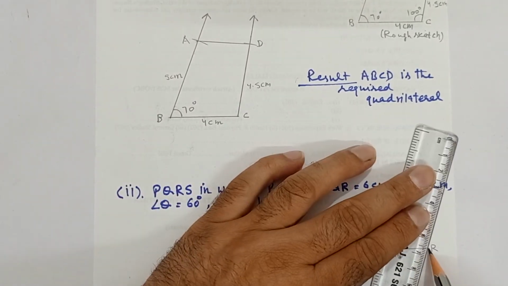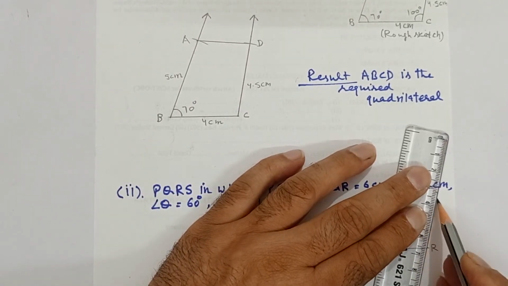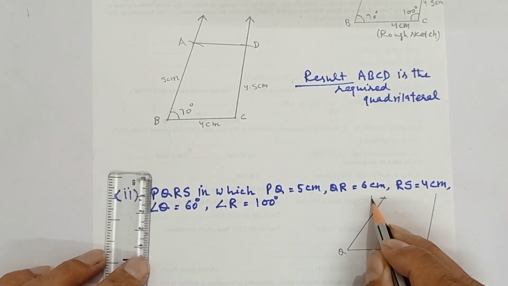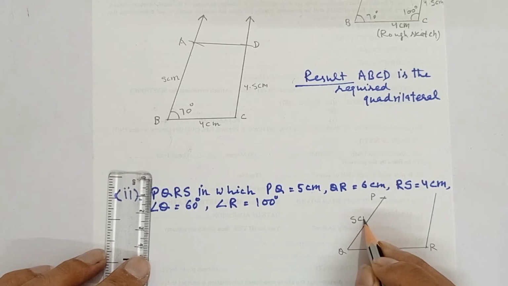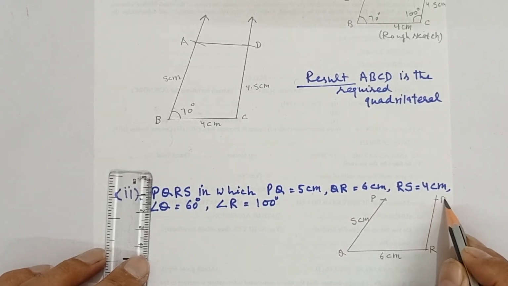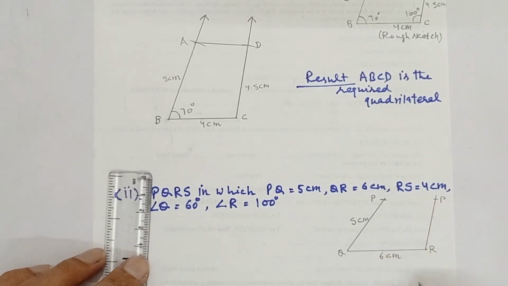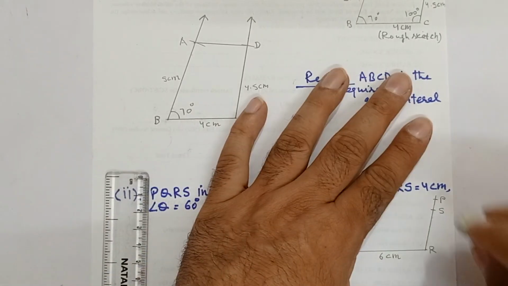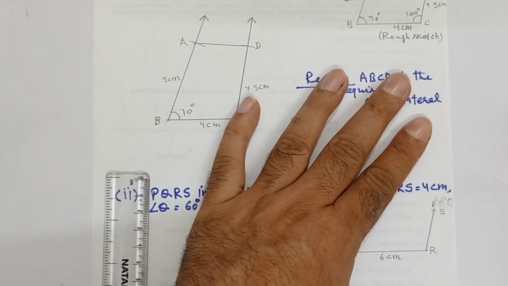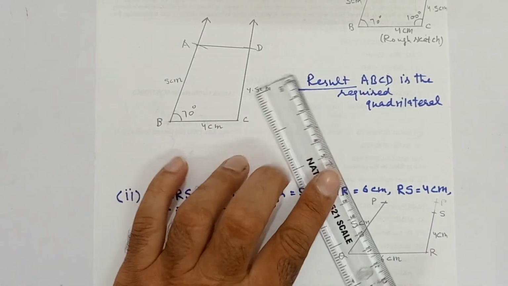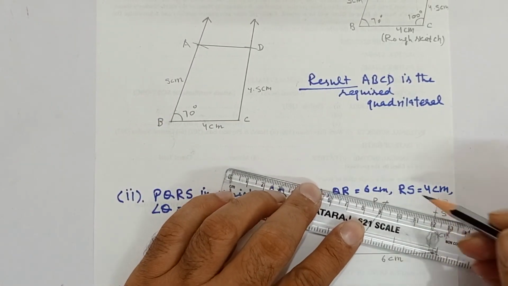100 degree, that will be made with the help of protractor. It will come like this. And PQ is 5 centimeter. Suppose here I have written P 5 centimeter and QR is given 6 centimeter. Here will come, not QR, RS is given 4 centimeter. Here will come S point and RS will be equal to 4 centimeter. This and this you have joined PS.